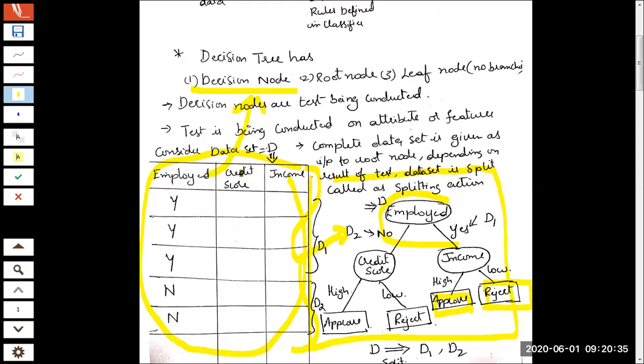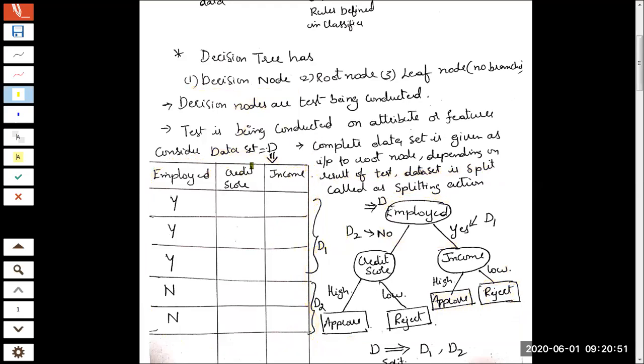Now, what are the components in this decision tree? As you can see, there are nodes at the root level, also at the intermediary level. Also, we have leaf nodes, which are nothing but class labels. You can see this one node, employed, is the root node. Credit score and income are intermediary nodes, and this is our leaf node. The leaf node is nothing but the class label. The problem here is whether the loan should be accepted or rejected.